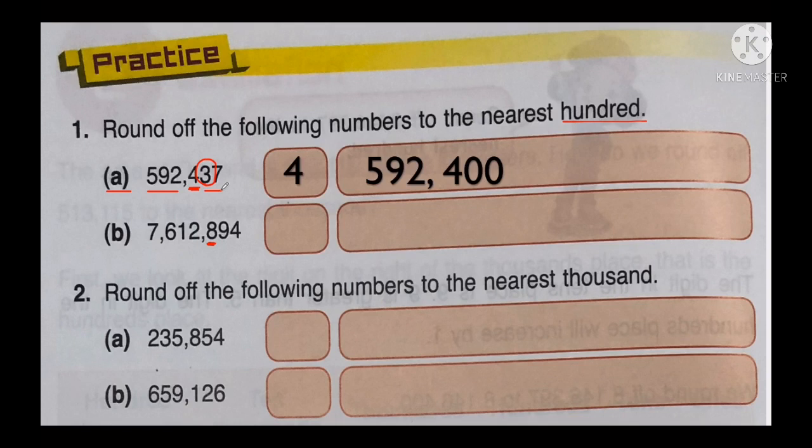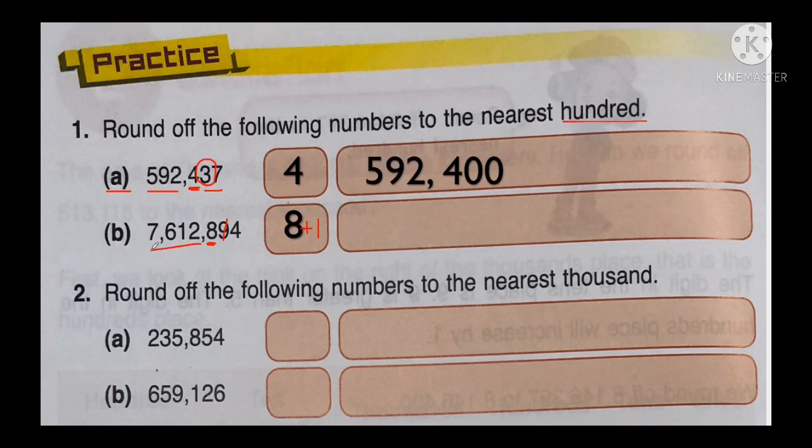Alright? Easy. Letter B. Since we already identified the hundreds place, which is 8, let us identify the number on its right side. On its right side, we have the number 9, correct? Now, is 9 part of ignore or plus 1? Plus 1, correct? So what will happen to 8? It will become 9.